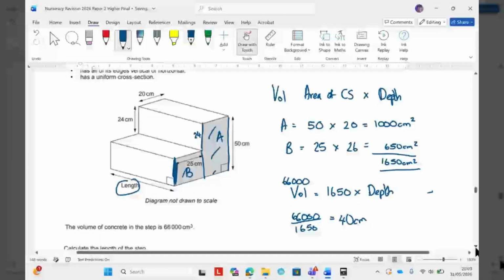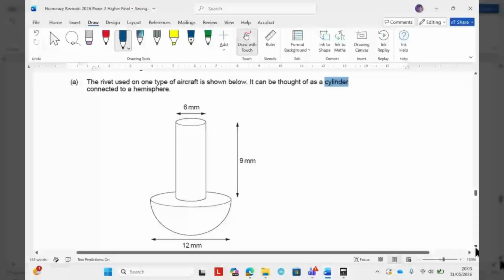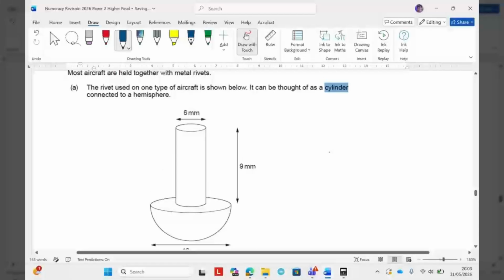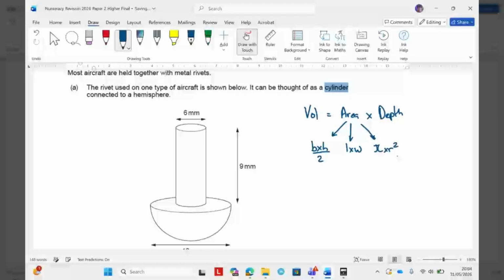Right, next topic, what are we on to? Seeing as we're talking about volume, we've done prisms like triangular prisms. So remember that the volume is equal to the area times the depth. If it's a triangular prism, that area will be base times height divided by 2. If it's a cuboid, it would just be length times width times depth. But if it's a cylinder, then it would be pi times the radius squared, or pi r squared, then times the depth.